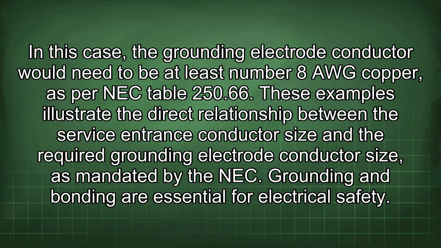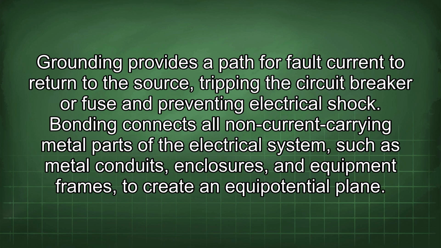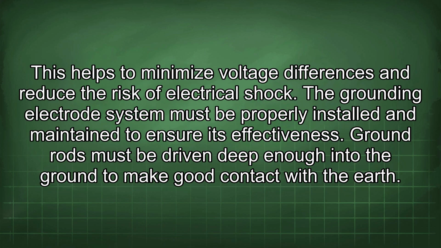Grounding and bonding are essential for electrical safety. Grounding provides a path for fault current to return to the source, tripping the circuit breaker or fuse and preventing electrical shock. Bonding connects all non-current carrying metal parts of the electrical system, such as metal conduit, enclosures, and equipment frames, to create an equipotential plane. This helps to minimize voltage differences and reduce the risk of electrical shock.